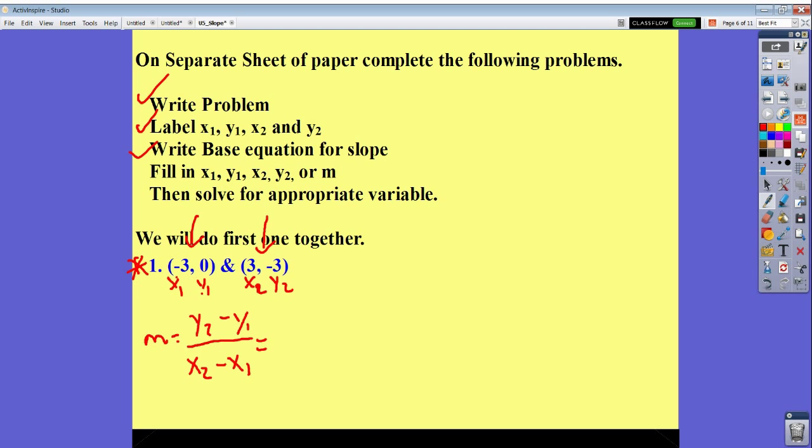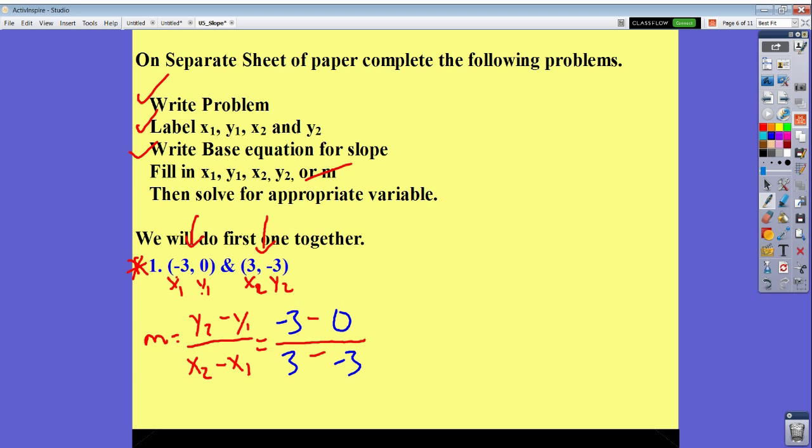So we wrote that. Next, we're going to fill in x1, y1, x2, y2. We don't want to worry about m in this case. That's only if you're trying to find one of the actual x coordinates or y coordinates. But anyway, in this problem, our y2 would be -3. I'm actually going to write in the fraction bar and the minus because those aren't going anywhere. And so now our y1 is 0. Our x2 is 3. And our x1 is -3.